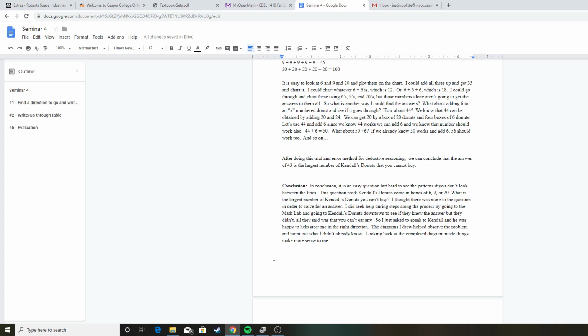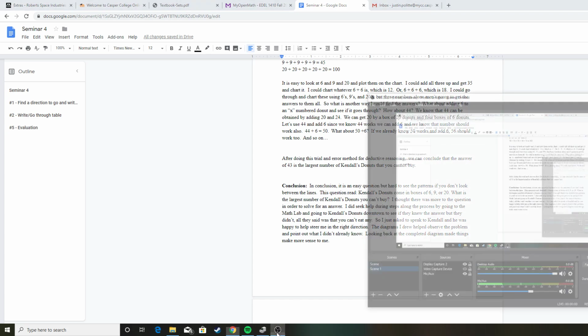I did seek help during steps along the process by going to the math lab and going to Kendall's Donuts downtown to see if they knew the answer, but they didn't. All they said was that you cannot eat any. So I just asked to speak to Kendall, and he was happy to help steer me in the right direction. The diagrams I drew helped me observe the problem and point out what I didn't already know. Looking back at the completed diagram made things make more sense to me.